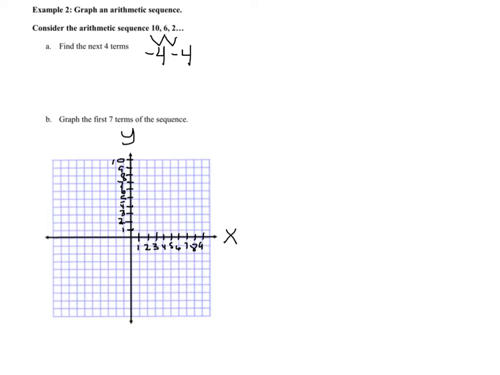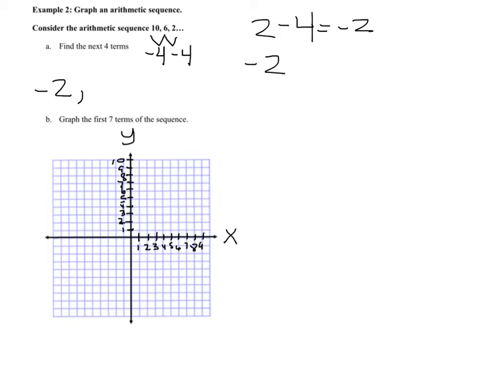So when they're asking us to find the next 4 terms, all we're going to do is subtract 4 to get the next term. So we have 2 minus 4. We can also write this as 2 plus negative 4. We're going to get negative 2. So negative 2 is the next term.